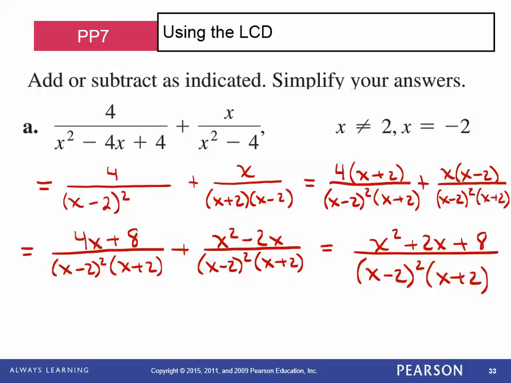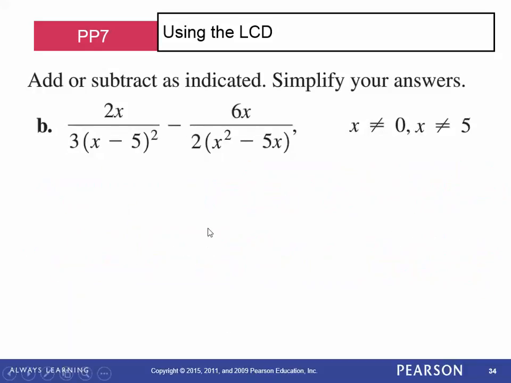The next one has a little trick to it, so let's try this together. The first fraction is already in factored form. The second fraction is not. The little trick is you can simplify before you start putting it together. I'm going to go slowly so you can catch up with the writing. So 2x on top. This one's already in factored form, so nothing to do here. On the bottom it's 3 times (x minus 5) squared.